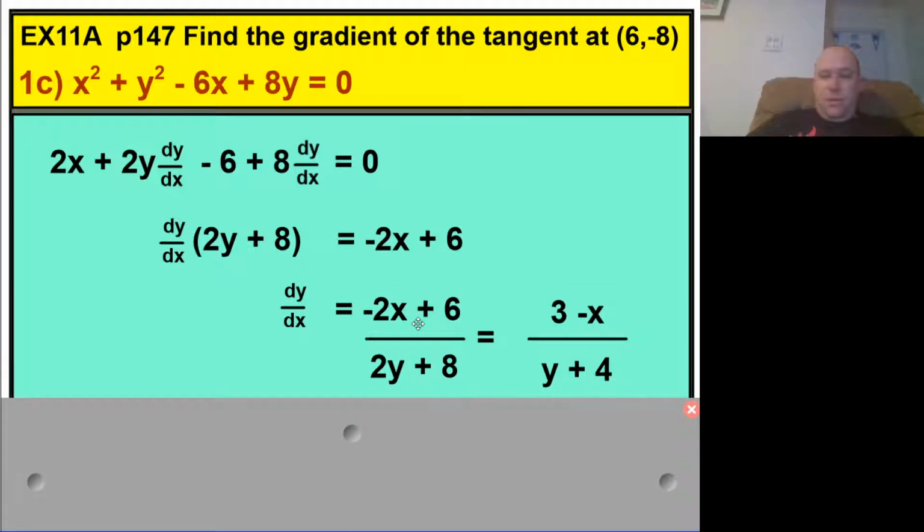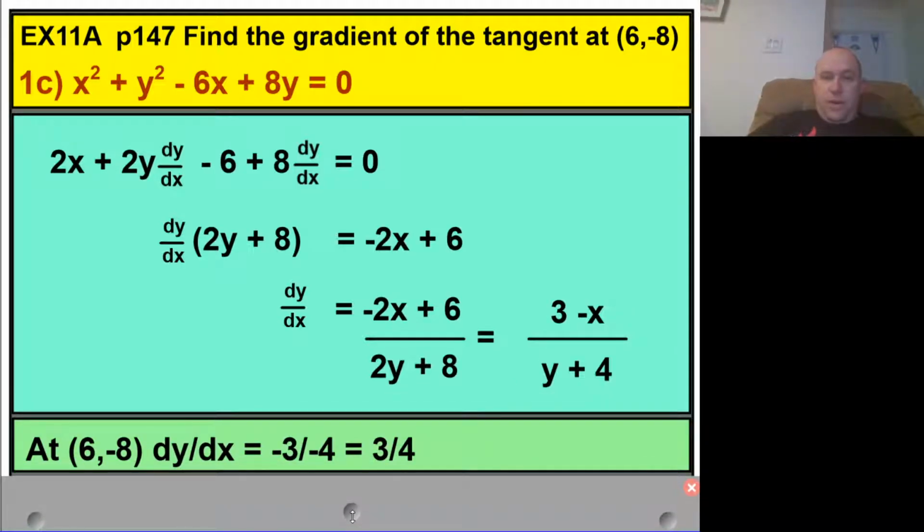And if it helps, you can simplify this as well. You can divide all these terms by 2. So you'd have negative x plus 3, or if you prefer, you'd have 3 minus x. And at that point, you can certainly go ahead and plug in the values that we know. We know that x is 6. We know that y is negative 8. And we can come out with the gradient of the tangent.